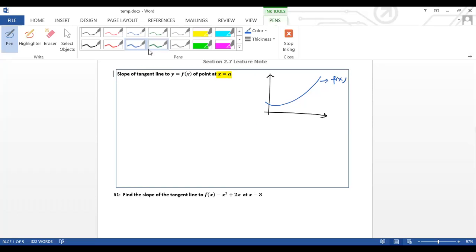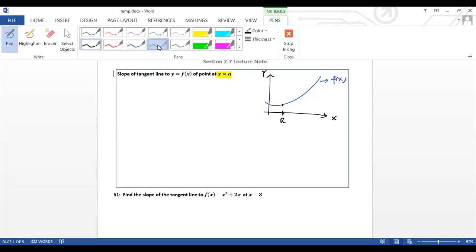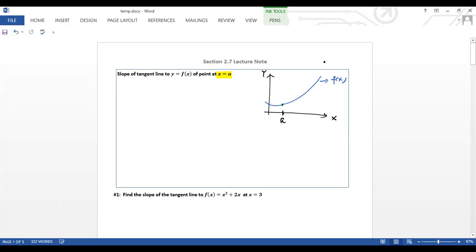Now x equals a means, in here, this is my x-axis, this is my y-axis, correct? So when x equals a is here, for this point I'm going to find the tangent line. This will be my tangent line, the green one. We know from geometry the tangent line only touches the graph at 1 point, correct? My mission here is to find the slope of this green line.